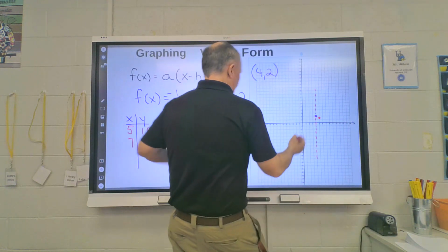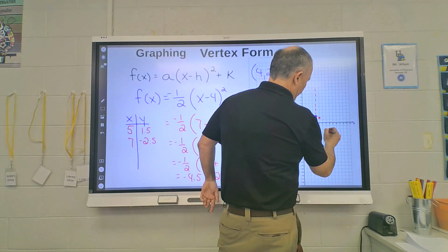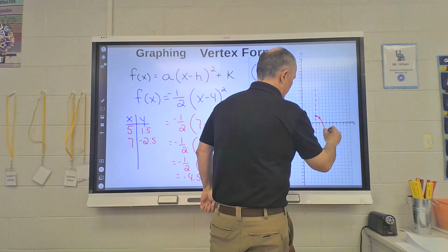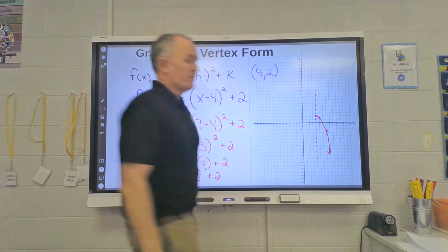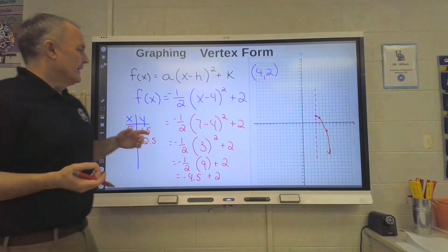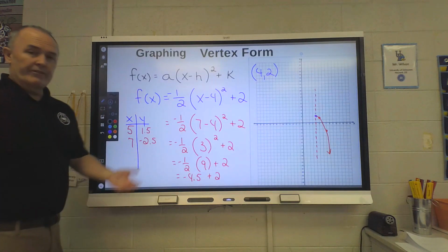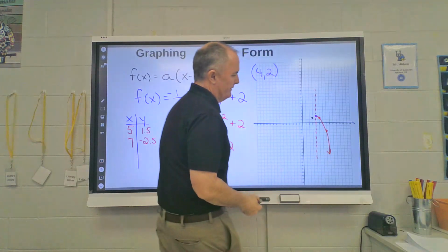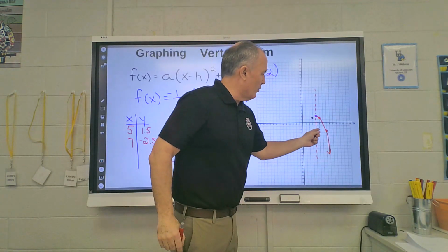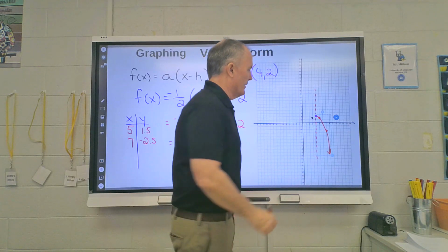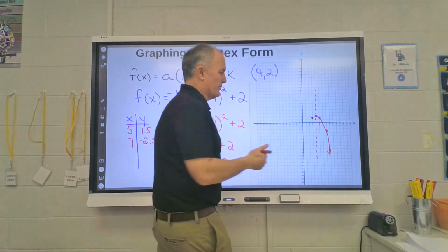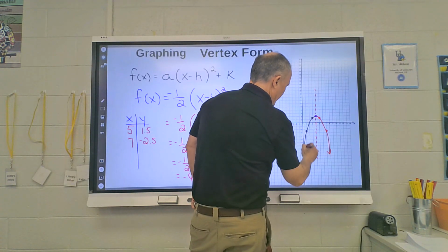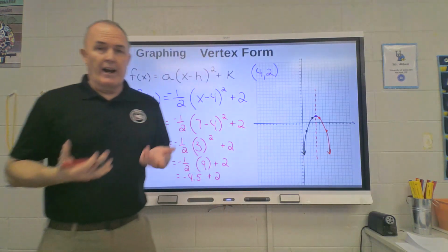So I go to 7, go down 2.5. That's right about there. Here's my second point, so I can start graphing my graph. And once again, don't forget, we've got to graph the other side. My first point is going to be here because it's 1 point away. Now this is 1, 2, 3 points away from my axis of symmetry, so I'm going to go 1, 2, 3 points away. And there we go. We have our parabola.